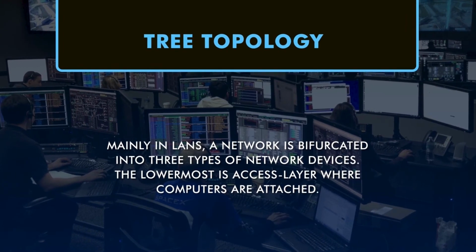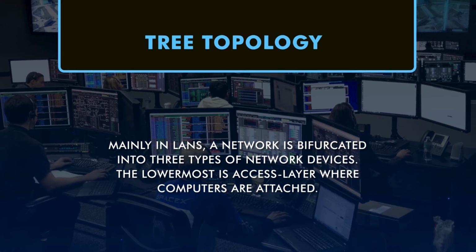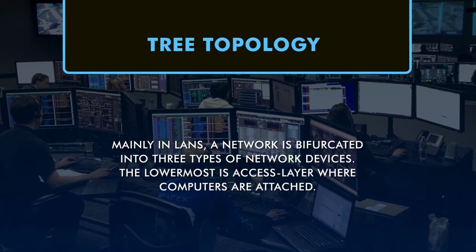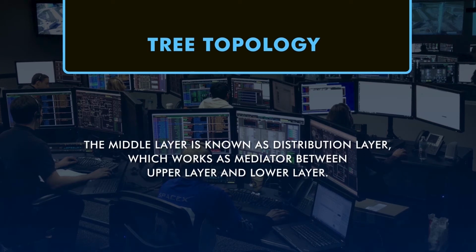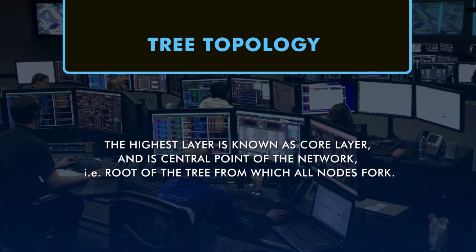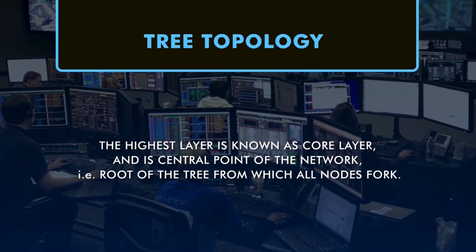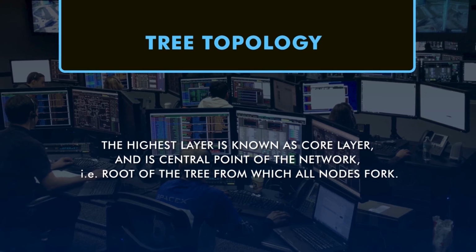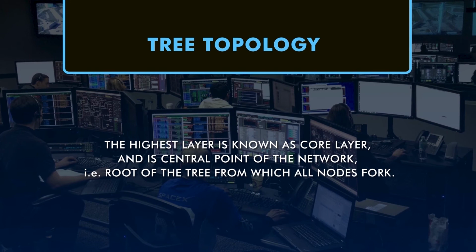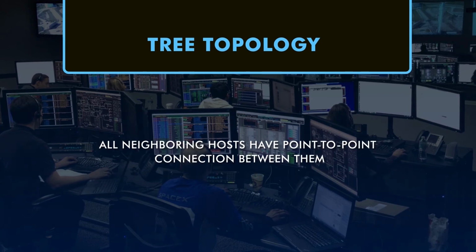Mainly in LANs, a network is bifurcated into three types of network devices. The lowermost is the access layer, where computers are attached. The middle layer is known as the distribution layer, which works as a mediator between the upper layer and the lower layer. The highest layer is known as the core layer and is the central point of the network, that is, the root of the tree from which all nodes fork. All neighboring hosts have a point-to-point connection between them. Similar to the bus topology, if the root goes down, then the entire network suffers.